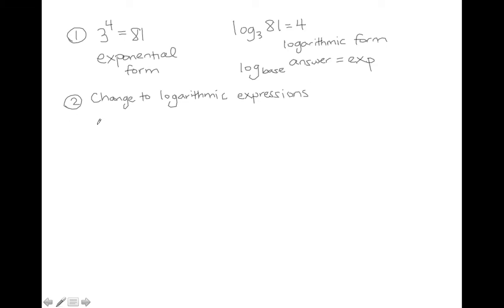Okay, so here's the first one. 1.2 raised to the third power equals m. So this is currently in exponential form. To rewrite this in logarithmic form, it will be log base 1.2 of m, the answer, equals the exponent 3.